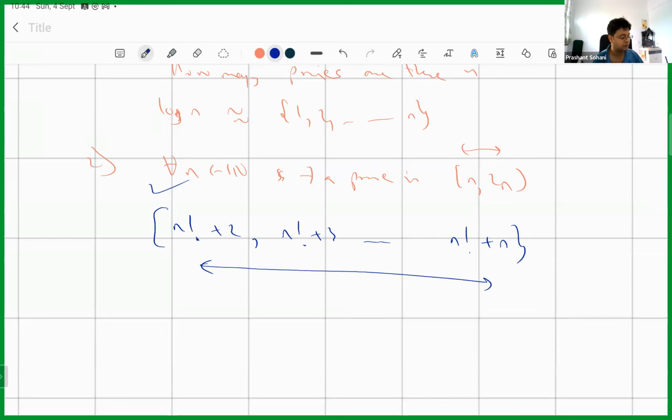Of course, the n itself keeps increasing in each case, so you have to go much larger and larger to find such a sequence of consecutive composite numbers, but you can always find them.